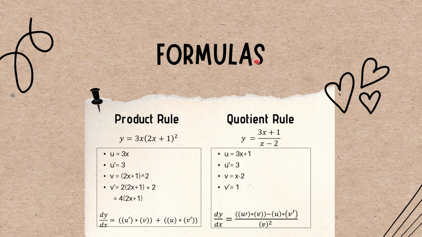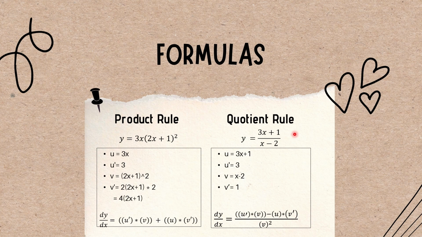So here are the formulas of product rule and quotient rule. Here I input a small example. For product rule, I input y equals 3x times (2x plus 1) to the power of 2. This is to easily show you how to indicate which one is u and which one is v, and how to derive u and how to derive v. Then when we have found all the things we need, we can input them into the formula for the product rule, which is dy over dx equals u prime times v plus u times v prime.